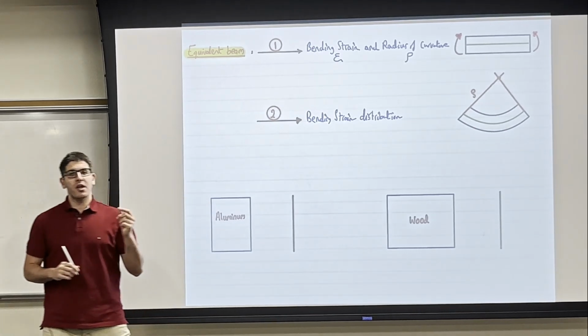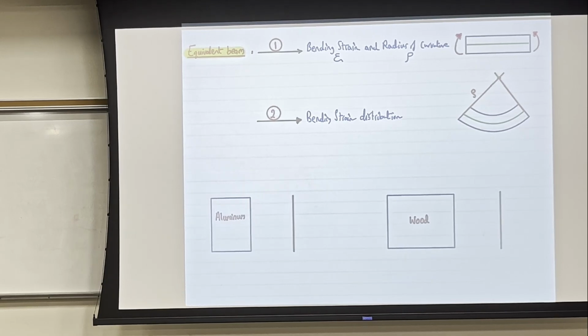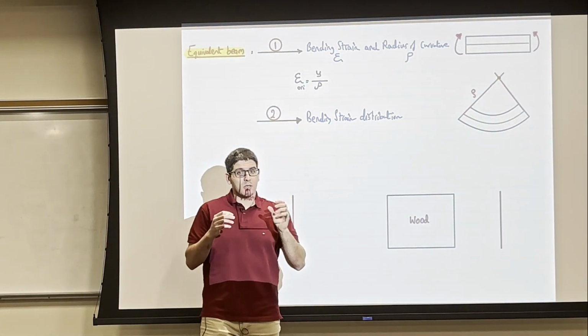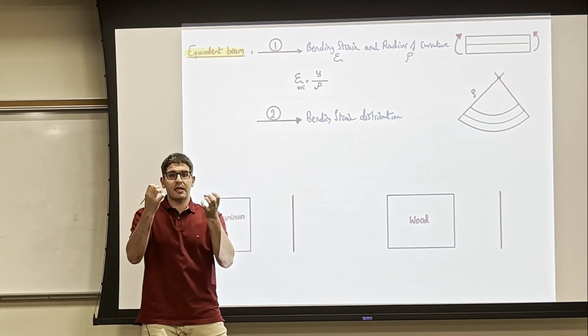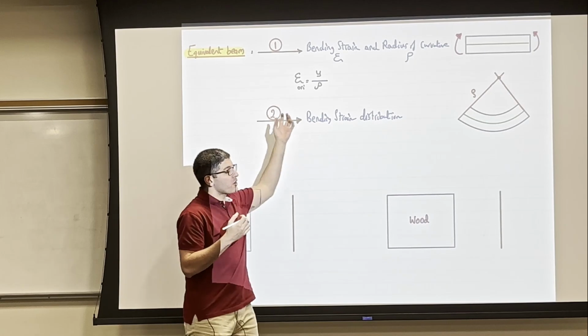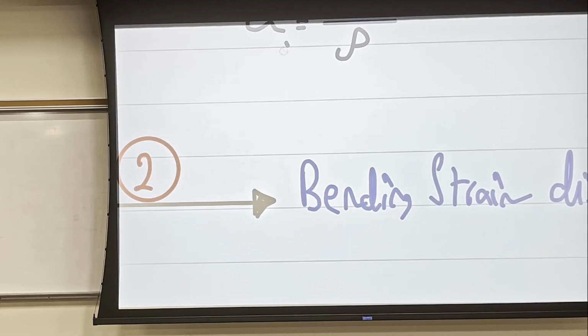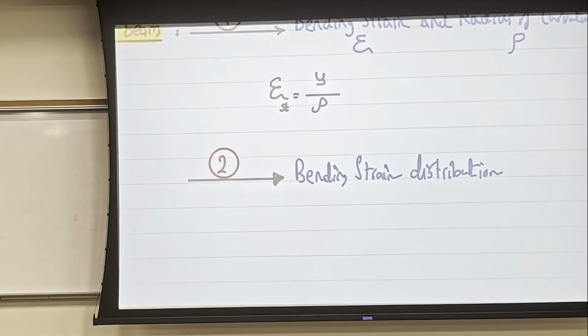But if you remember, the equation for the strain was epsilon is equal to y over rho. Now I'm explaining the concept of equivalent beams, which is having two materials equivalent to each other. So for example, the epsilon of that steel beam, I want to remove the steel and put the wood. And here is the epsilon of the wood.